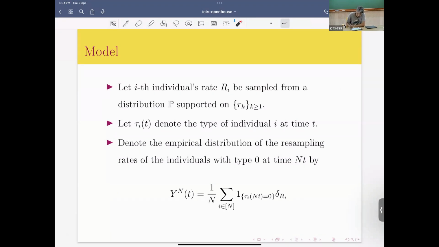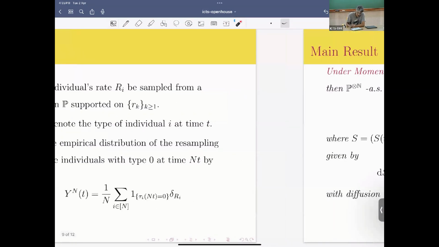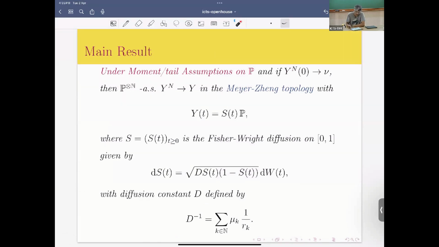So here I would look at the number of people at time nt of type 0, but I also have to keep track of what rate they're resampling at. Before it was just 1, so I would just get xnt, but here I have to look at the entire resampling rate and the number of individuals of type 0. The resampling rate doesn't depend on the type, it just depends on the individual. Then it turns out that the model becomes very, very non-trivial all of a sudden. We didn't expect it at all.